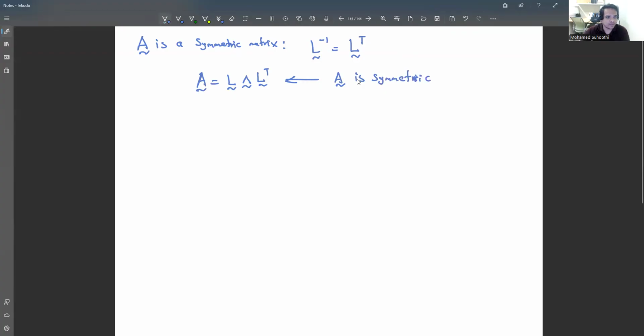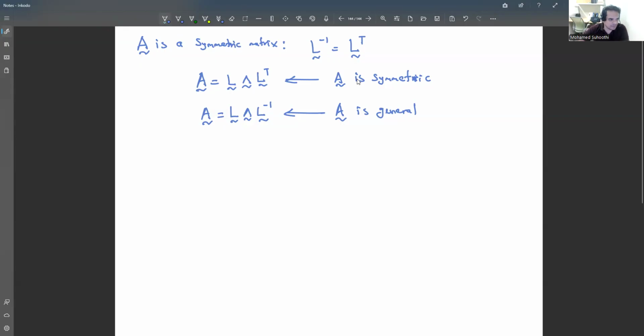If A is general, then you write A as L, the eigenvalue matrix, L inverse. So this is the only difference, right? Okay, so let me take the general case.